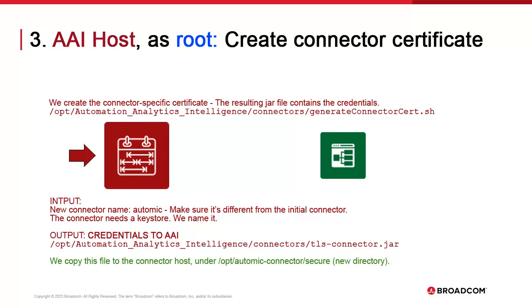Its name has to be different from the name of the initial connector we created when we first installed the framework. We need to create a key store for the connector to store their certificates. We give it a name and a password. This file contains the encrypted credentials necessary to connect to AAI over TLS. We'll copy this file to a directory called secure on the connector host. Secure has to be created manually.